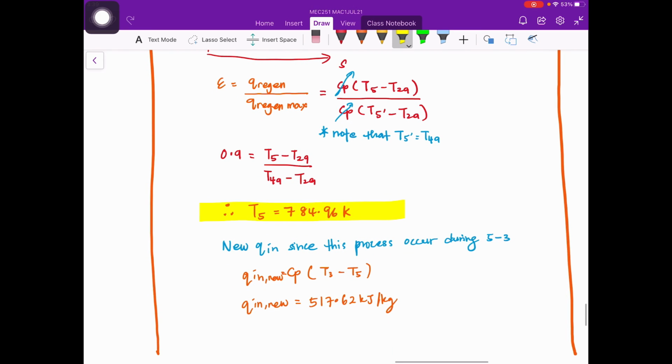And next, we are going to determine the new heat transfer in, since the heat transfer in for this Brayton cycle with regeneration occurs during the process 5 to 3. So the new heat transfer in can be determined by using this expression, Cp times T3 minus T5, and then once we substitute and calculate, we are going to get the new heat transfer in equal to 517.62 kilojoule per kilogram.